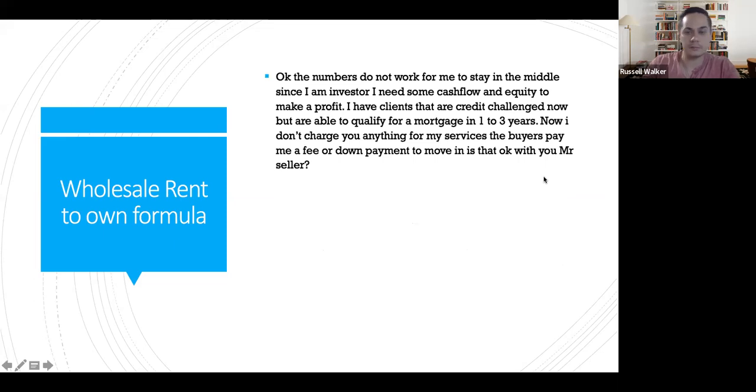Now you can pretty much say this word for word. No, okay, the numbers don't work for me to stay in the middle of the deal. Since I'm an investor, I need some cash flow, I need some equity to make a profit. As you can understand, I have clients that are maybe credit challenged now, but are able to qualify for a mortgage in maybe 1 to 3 years. Now, we don't charge you a fee for anything for our services, but the buyer pays me a fee or a down payment to move in. Is that okay with you, Mr. Seller?